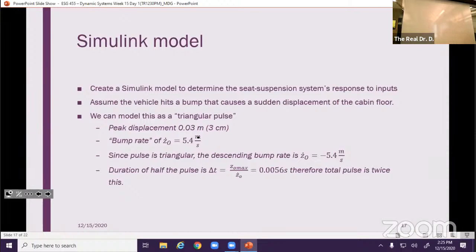And if we want the duration of the pulse, well, we can figure out the half duration because I know what my maximum is, right, at 0.03 meters. And I know what the rate is, right? So it's basically just finding how far did I go in a certain amount of time. And so I've got 0.0056 seconds, which is half of my total time. Does that make sense how we're doing that? It makes sense why we're doing that.